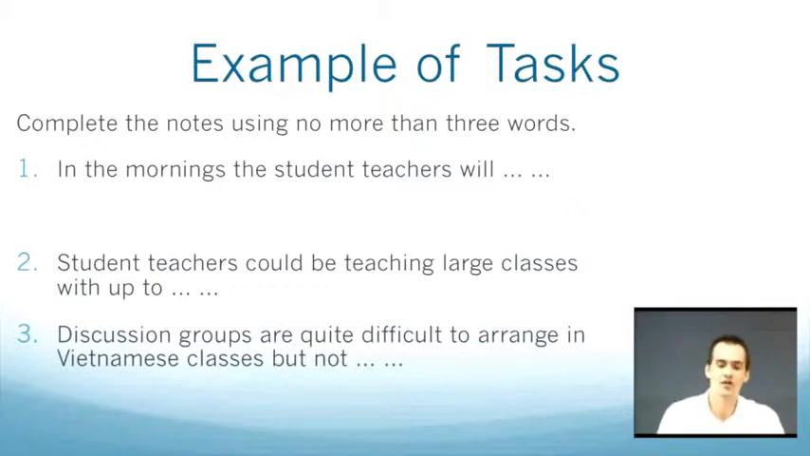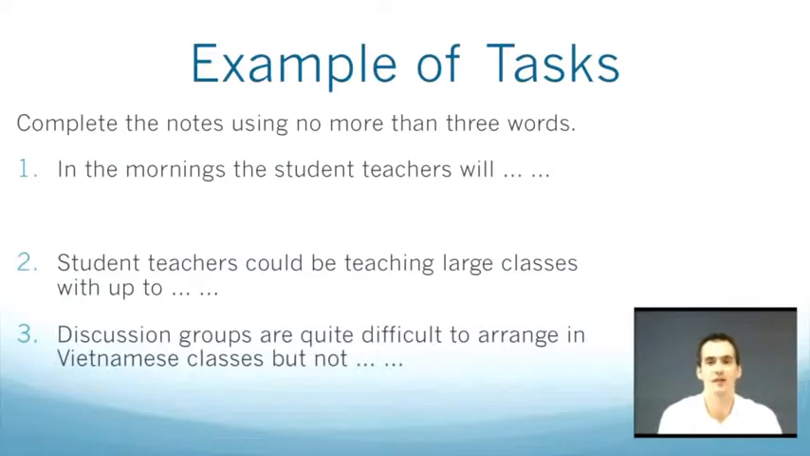The second one, student teachers could be teaching large classes with up to... Again here, we've got a missing word or words, but we don't know what it is. My guess is it's a number though. But it's a number of what? People, students, tables, teachers? We're not sure, but we can make a guess, can't we? I guess that it's going to be students. Okay, how about the third one?